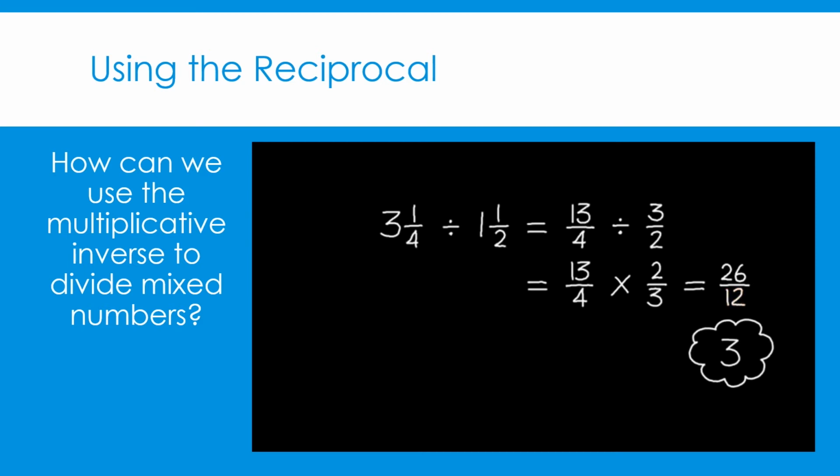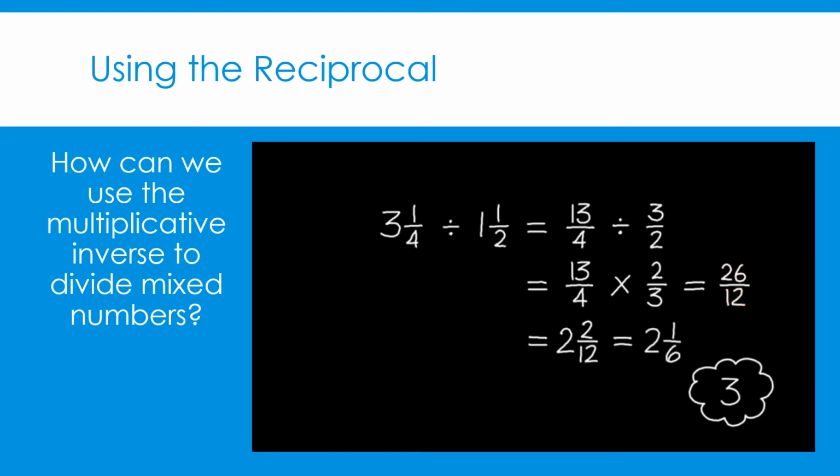We can write 26/12 as a whole number or a mixed number. Divide 26 by 12. Rename the fraction if needed. 2 2/12 equals 2 1/6. The quotient 2 1/6 is close to our estimate, 3. Our quotient is reasonable. So 3 1/4 divided by 1 1/2 equals 2 1/6.